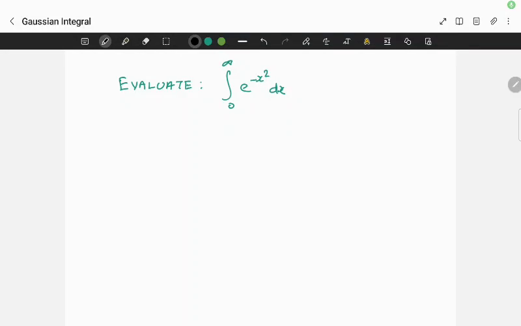Hello everybody. Today I want to look at how to evaluate the Gaussian integral, which is the integral from 0 to infinity of e to the power of minus x squared, right? So this is the integral that we are asked to evaluate. That is called eta. So this is the integral that we would like to evaluate.